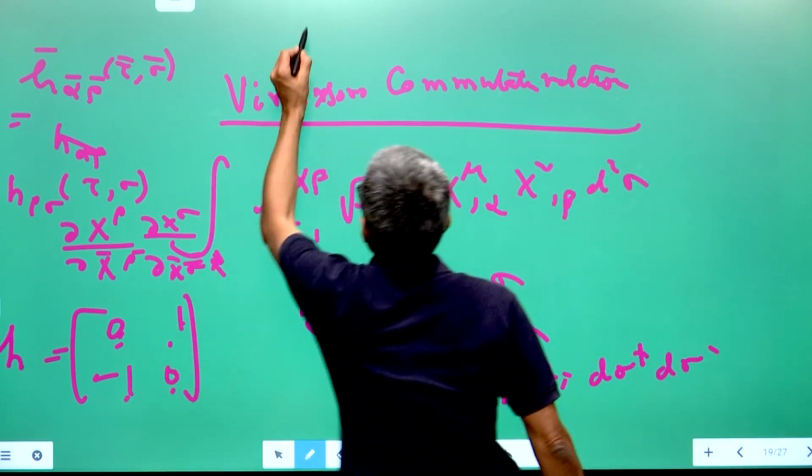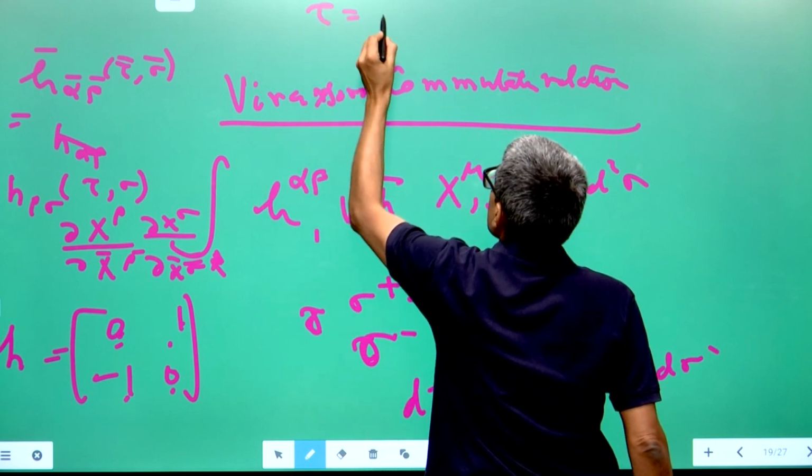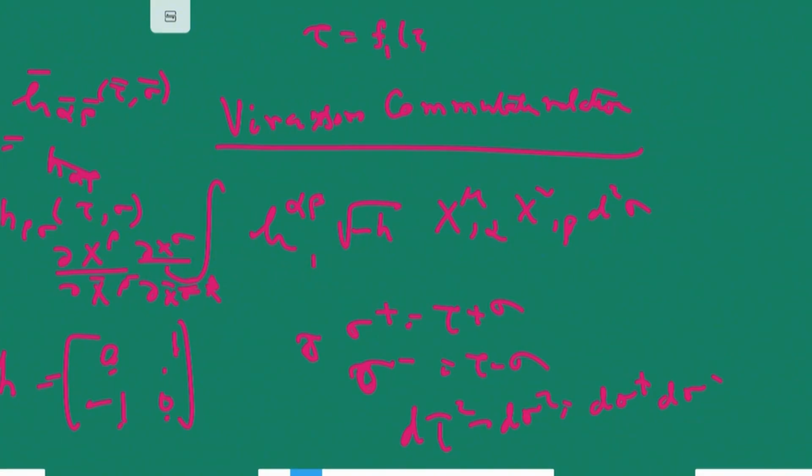And how many functions do you have? You have only 2 functions, namely you can express tau bar as some function of tau and sigma, and you can express sigma bar as another function of tau and sigma. You have only 2 functions available, but you have to fit in 3 variables. You have to change 3 variables, H00, H01 and H11.